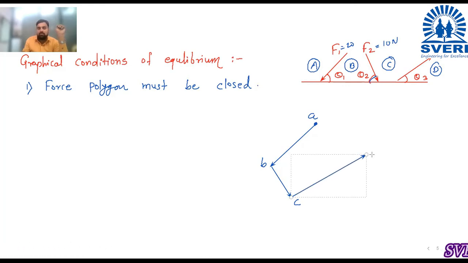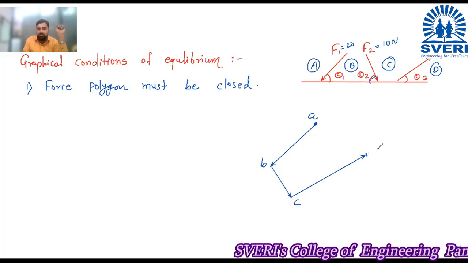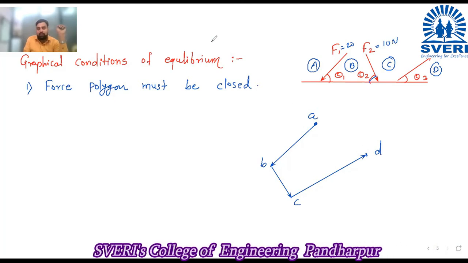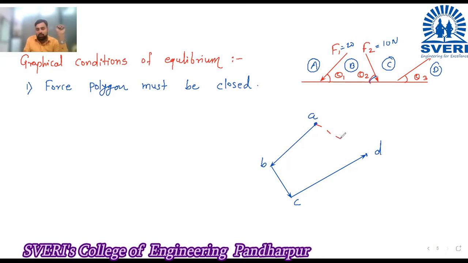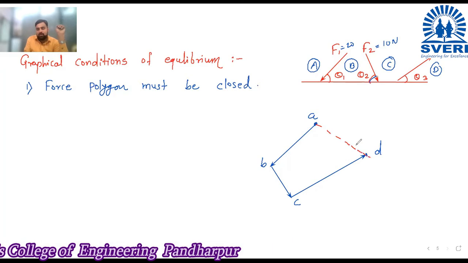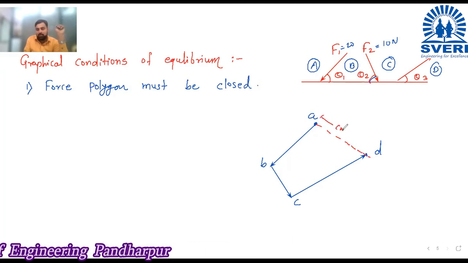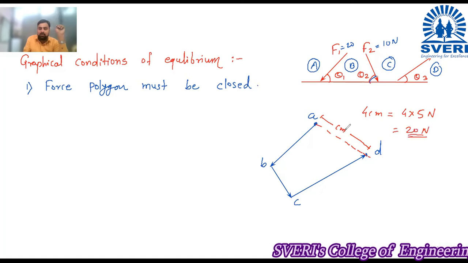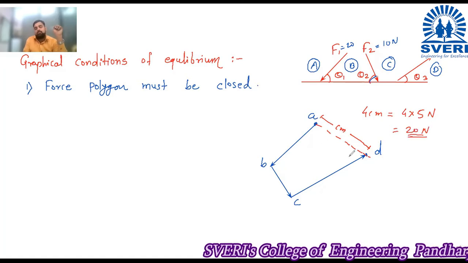And this is point D. If I join the first point and last point, these 2 points, and if I measure this in centimeter, if I get the answer as 4 centimeter, then I will multiply this 4 by my scale, that is 5 Newton. So I will get the resultant as 20 Newton. So this line will give me the resultant.